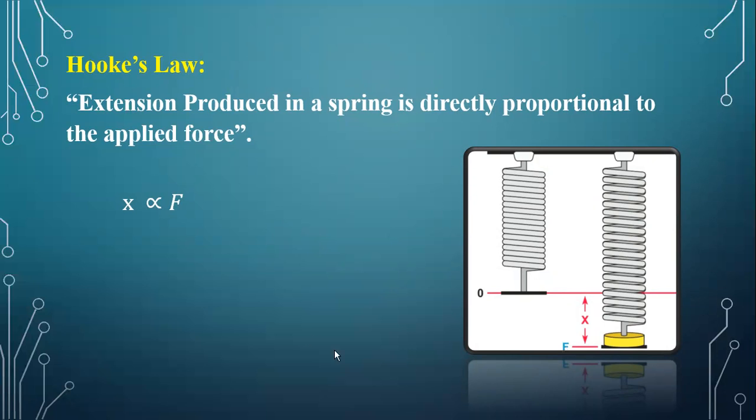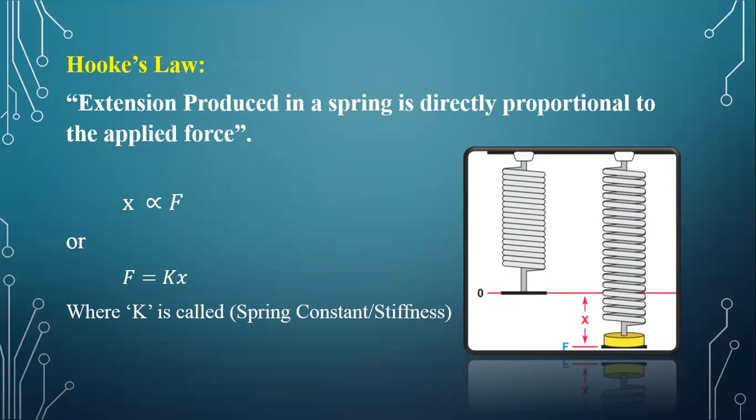The more force you apply, the more extension you will note. If applied force is smaller, then extension produced in the spring is also smaller. So extension produced in the spring is directly proportional to applied force. To remove this proportionality sign, we can write the equation F is equal to Kx, where K is called spring constant, or it is also called the stiffness of the spring.